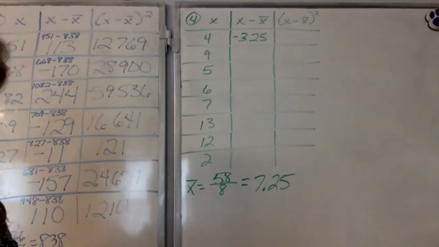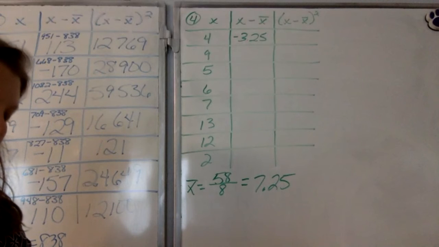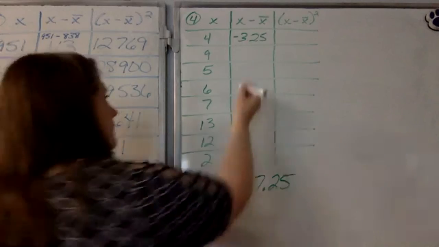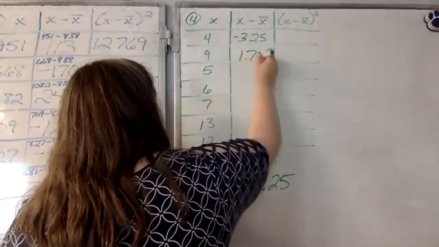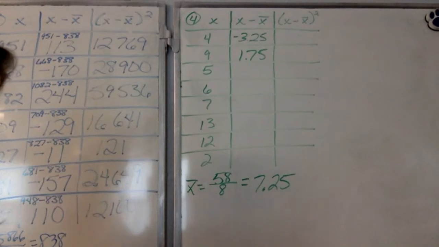Okay, so some will be negative if they were less than the mean. If they were more than the mean, then they should be positive. So all you're doing is you're taking your number and subtracting the mean.